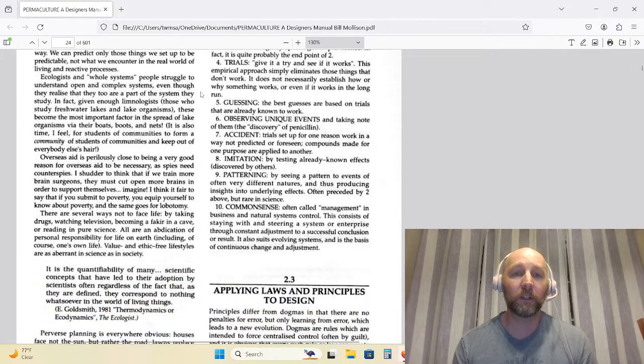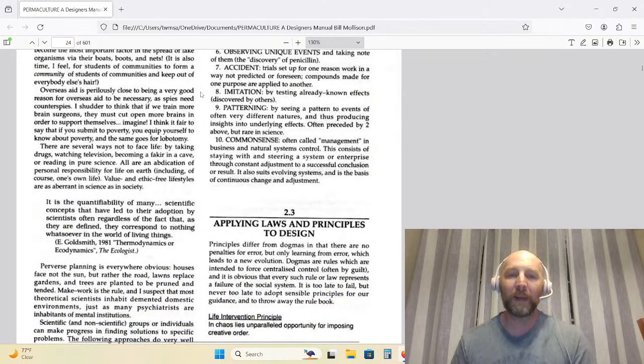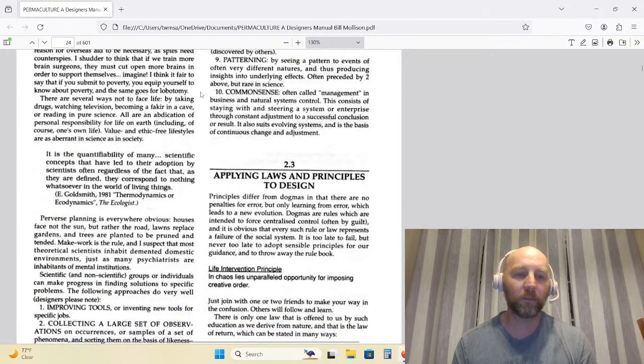Number 6, observing unique events and taking note of them. The discovery of penicillin. 7, accident. Trials set up for one reason work in a way not predicted or foreseen. Compounds made for one purpose are applied to another. Number 8, imitation. By testing already known effects discovered by others. Number 9, patterning. By seeing a pattern of events of often very different natures and thus producing insights into underlying effects, often preceded by number 2 above, but rare in science.